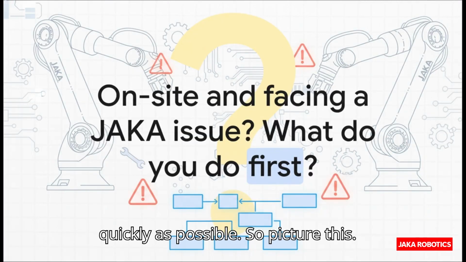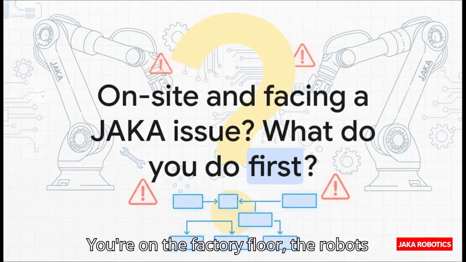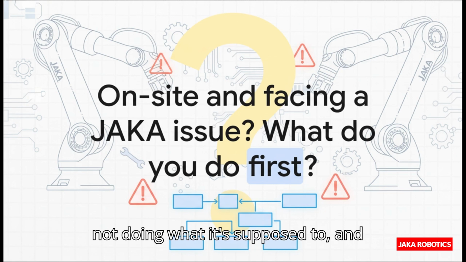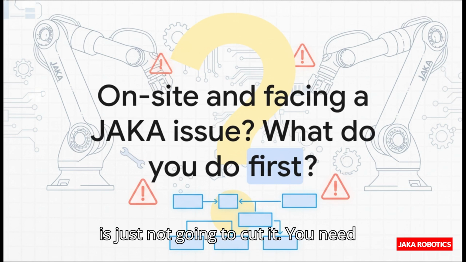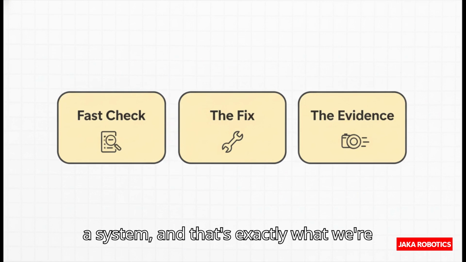So, picture this. You're on the factory floor. The robot's not doing what it's supposed to, and everyone's looking at you. The clock is ticking. What's your first move? Guessing is just not gonna cut it. You need a system. And that's exactly what we're gonna give you.